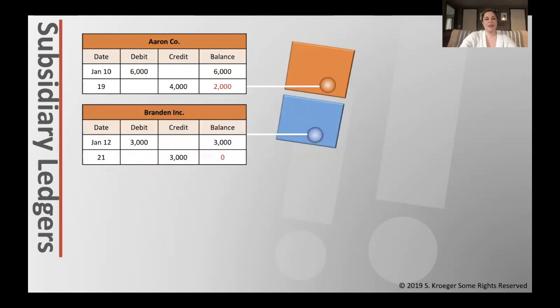Next, we have Brandon Inc. On the 12th, they owed us 3, so they owed us 3. On the 21st, they paid it all off, so they owe us nothing.